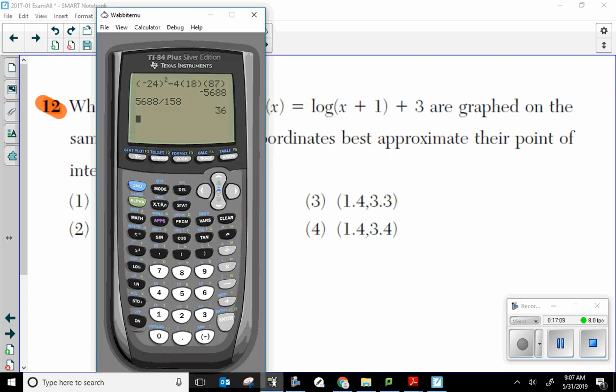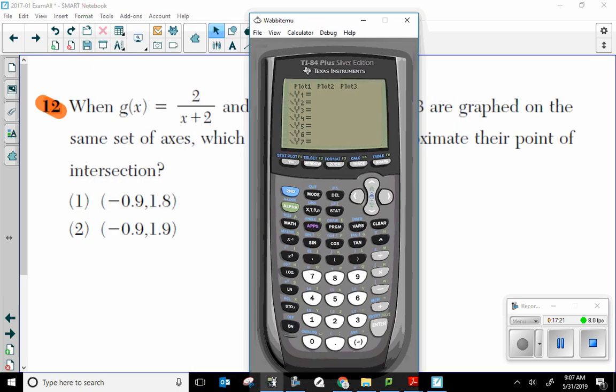So let's just go ahead and do this. Let's clear this, go to y equals, clear this, and clear this, and clear this. And we are going to start by putting in g of x. That is 2 divided by, put this in parentheses, x plus 2.